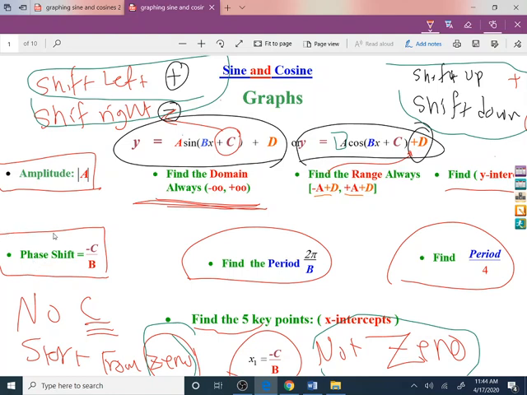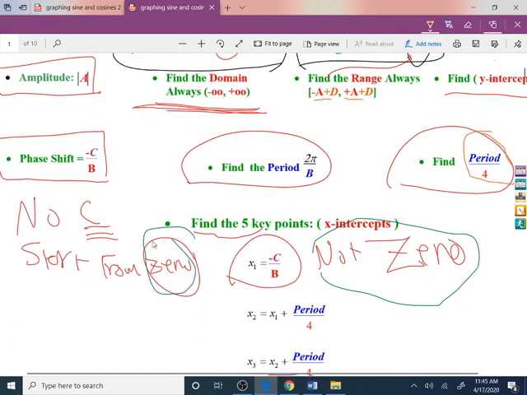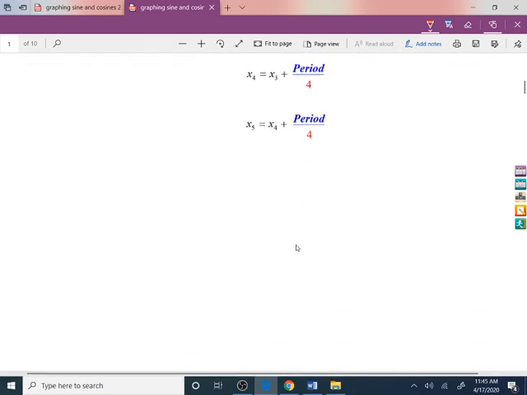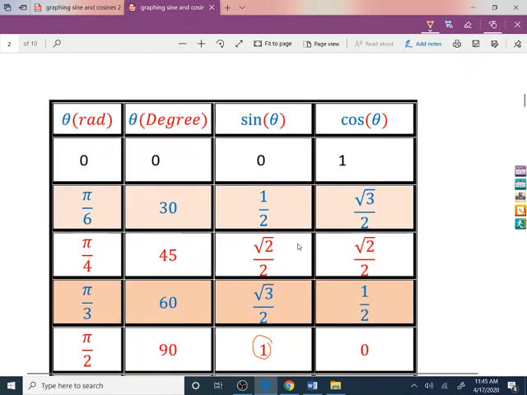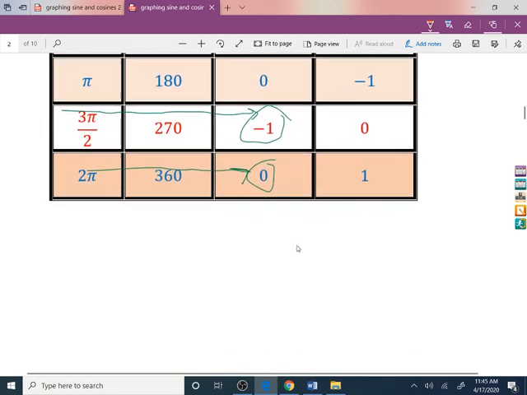Now the new thing we did yesterday is the phase shift, which is negative c over b. Whatever you have for c here, you take the opposite over the value of b. The period is 2 pi over b, and always you have to divide the period by 4. If we have no c, we start from 0. If we have c, we start from negative c over b. Then we keep adding period over 4, period over 4, period over 4. Now, this table, again, you must memorize it.